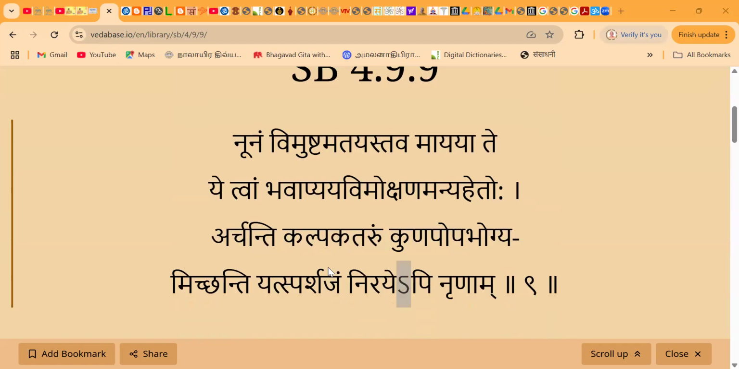Let us see the shloka more closely. In this particular shloka, the fourth type of devotee, four types of people come to Krishna. It's mentioned in the Bhagavad Gita 7th chapter.